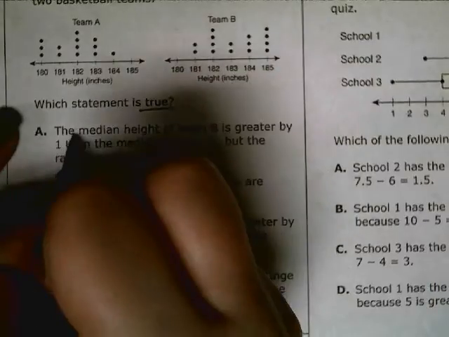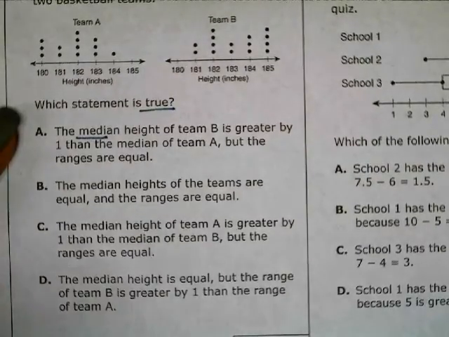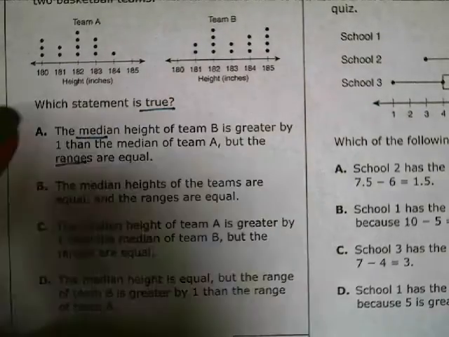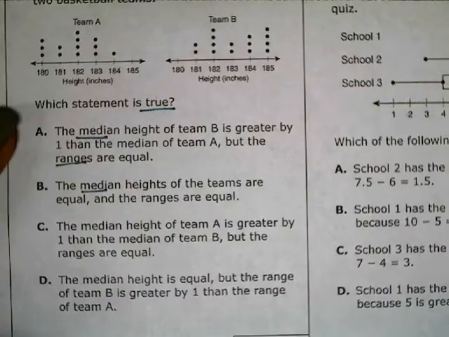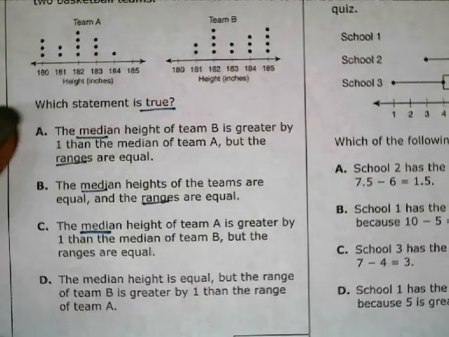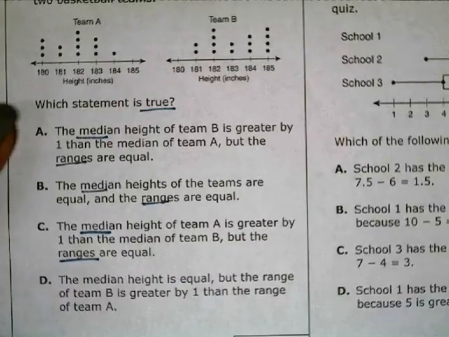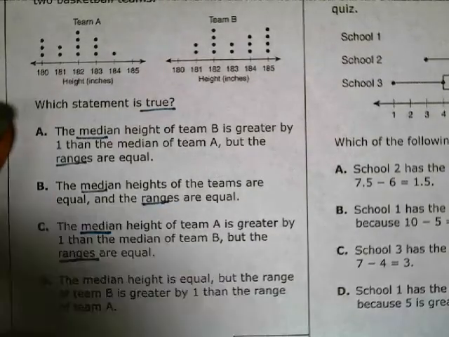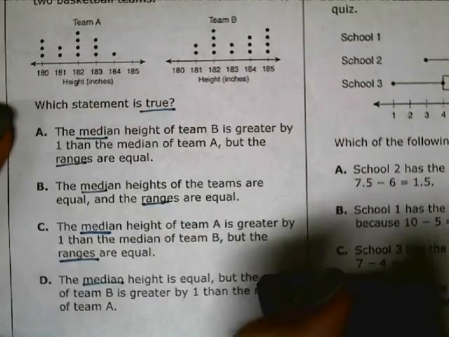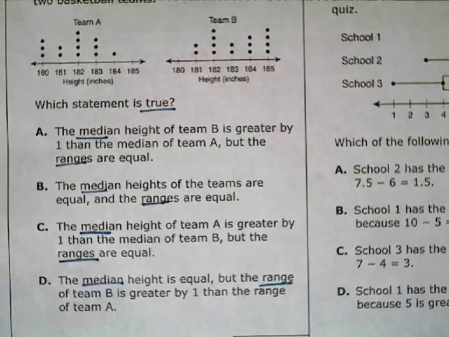A: The median height of team B is greater by 1 than the median of team A, but the ranges are equal. B: The median heights of the teams are equal and the ranges are equal. C: The median height of team A is greater by 1 than the median height of team B, but the ranges are equal. D: The median height is equal, but the range of team B is greater by 1 than the range of team A.